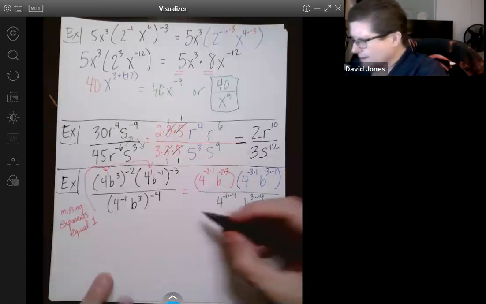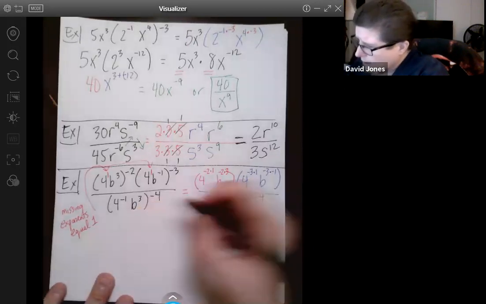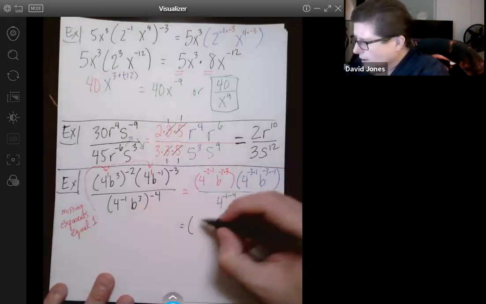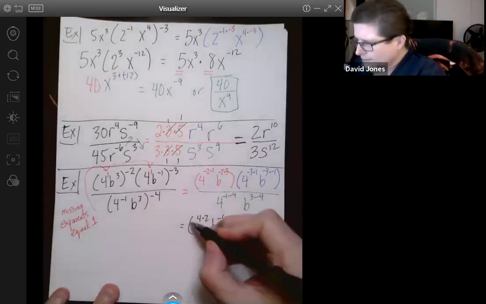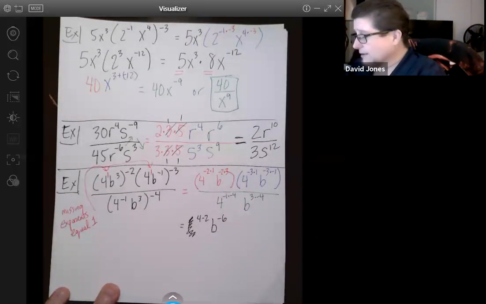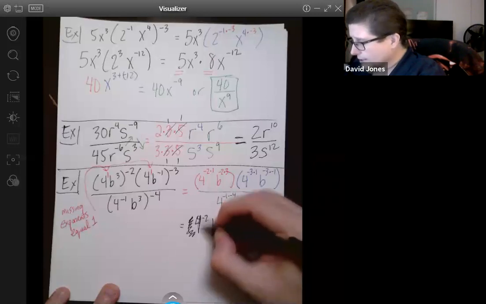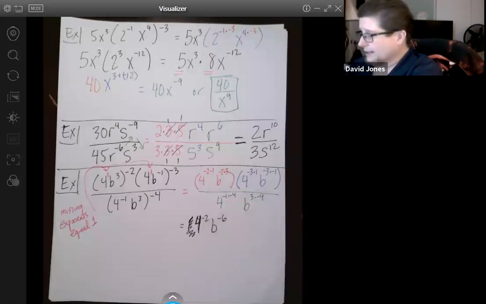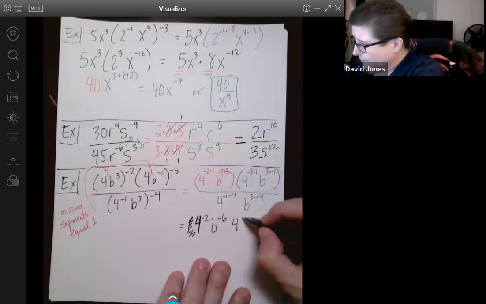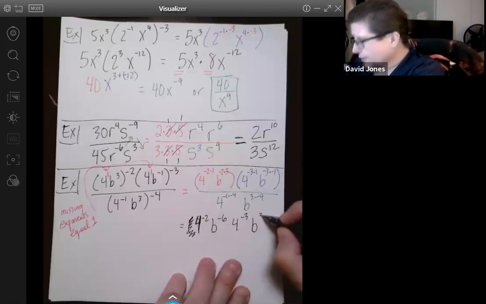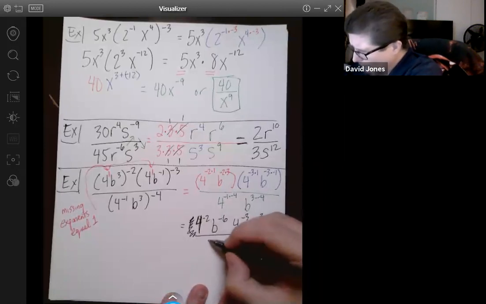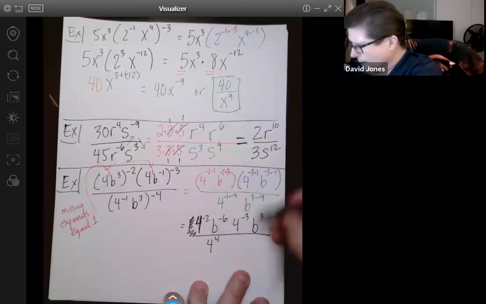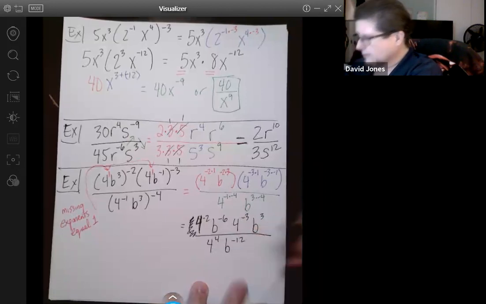Cleaning that up some, I've got 4 to the negative 2, b to the negative 6. And I really don't need that parentheses anymore, so I'm going to get rid of it. 4 to the negative 2, there we go. B to the negative 6. And then I've got 4 to the negative 3, b to the 3rd. And on the bottom, I've got 4 to the 4th power and b to the negative 12th power.